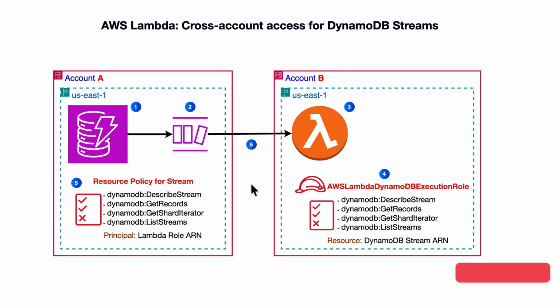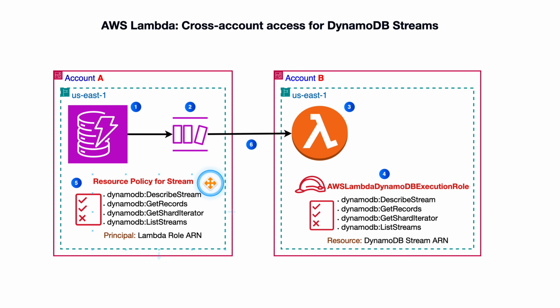So in account A, we have a DynamoDB table. We will enable a DynamoDB stream. In account B, we have a Lambda function. We will add this DynamoDB stream as a trigger for this Lambda function. Then we'll update the Lambda execution role to provide the necessary permissions so that it can do certain operations on this DynamoDB stream.